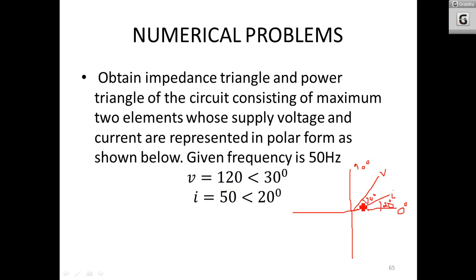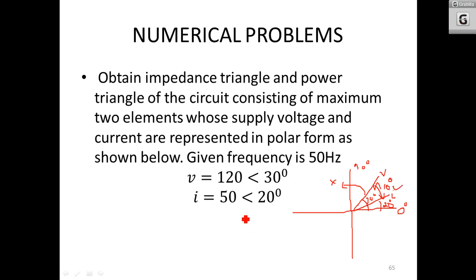So voltage and current. What is the angle between voltage and current? 30 minus 20. It is 10 degree. The angle between voltage and current is 10 degree. Now, see here, if you are having a point here, and if the phasor diagram of voltage and current is rotated in the counterclockwise direction, who comes first? Voltage is coming first and current is coming after that. What does that mean? Current is lagging voltage by an angle 10 degree.